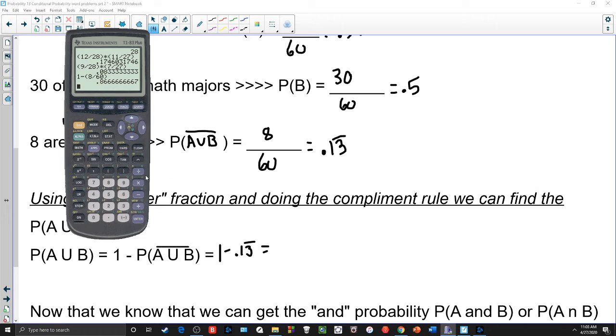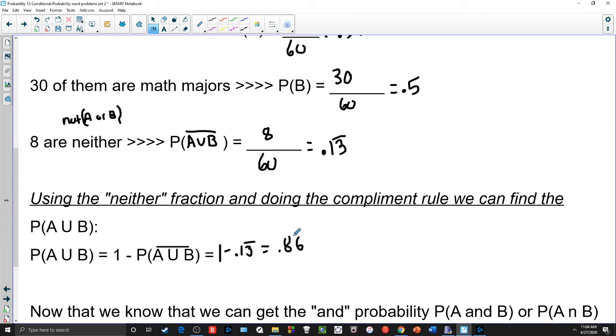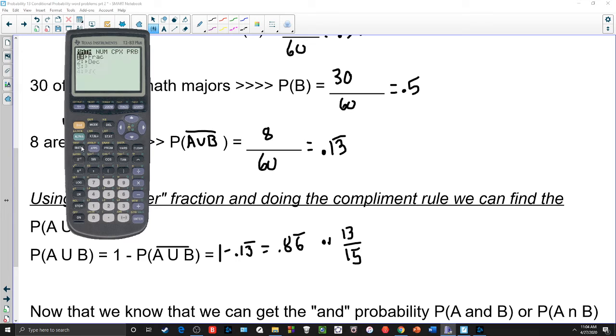That gives me 0.86 repeating, or if we make it into a fraction, 13 out of 15. So 0.86 repeating, or 13 out of 15. Right? Again, you can always change your decimals into a fraction by going to math, frac, and then it will change whatever answer you have into a fraction, if it can be.